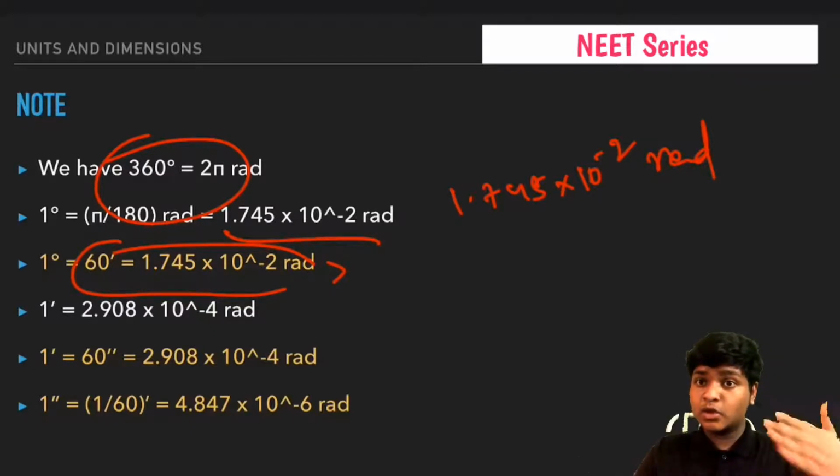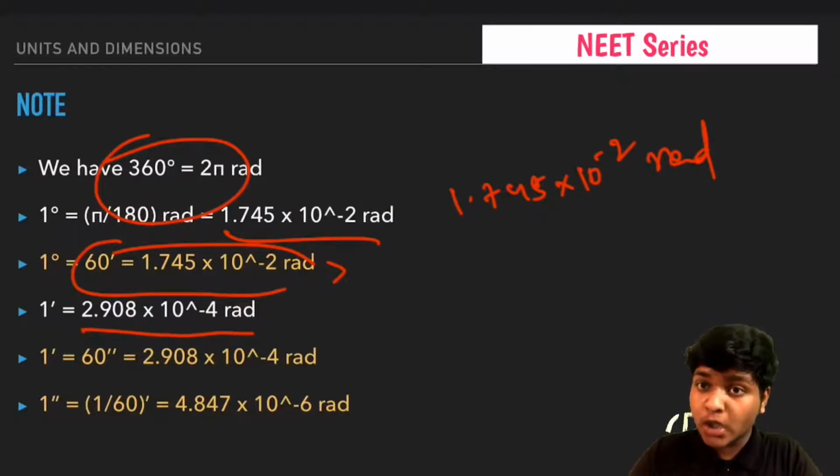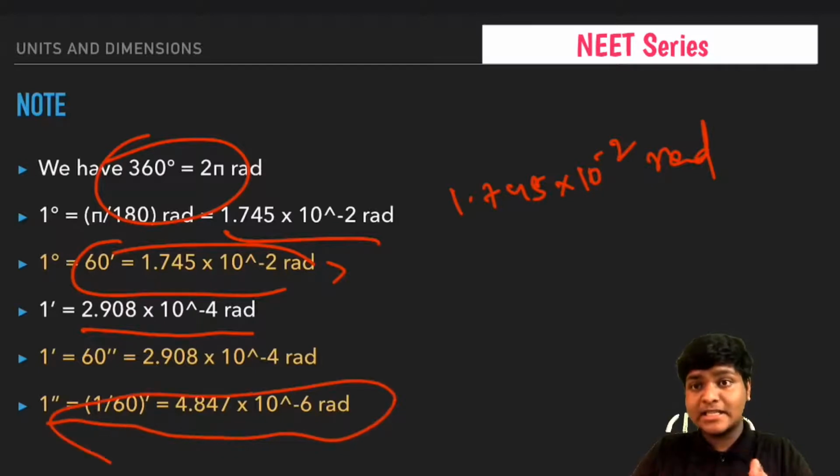We're going to convert those values, and we get 2.908 into 10 power minus 4 radians. Okay, and 1 second is equal to 1 by 60 minutes, and 1 by 60 minutes we're going to convert into degrees and then into radians, and we get 4.847 into 10 power minus 6 radians. There is no need of remembering these values.